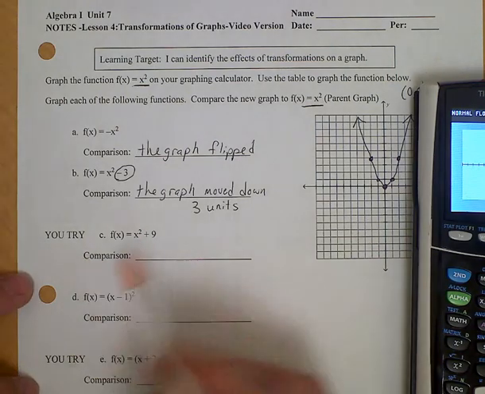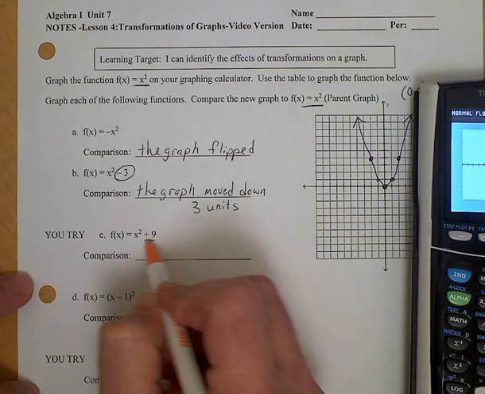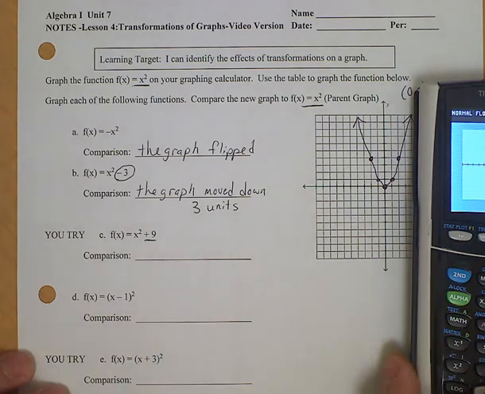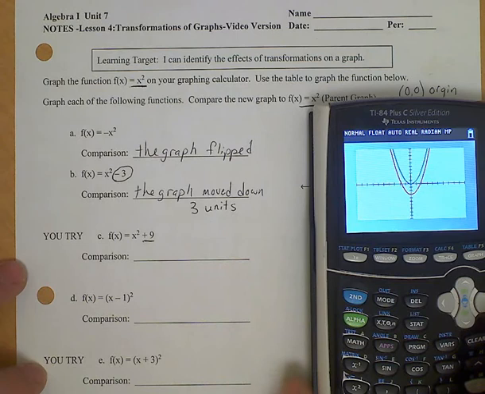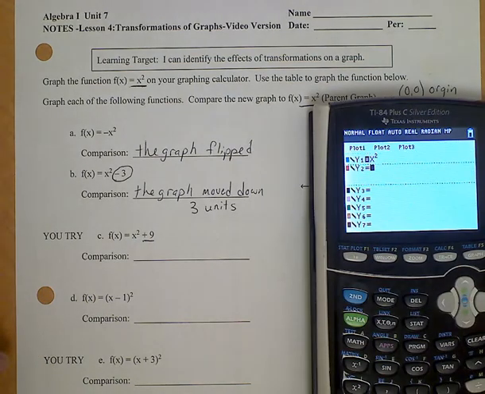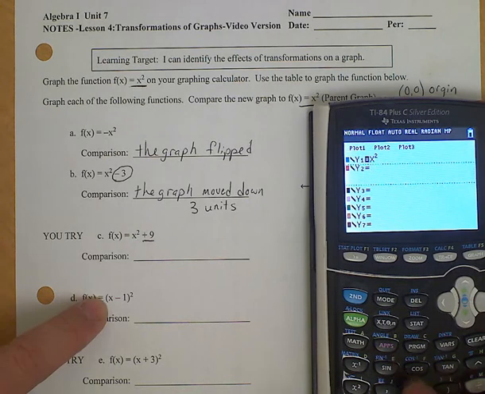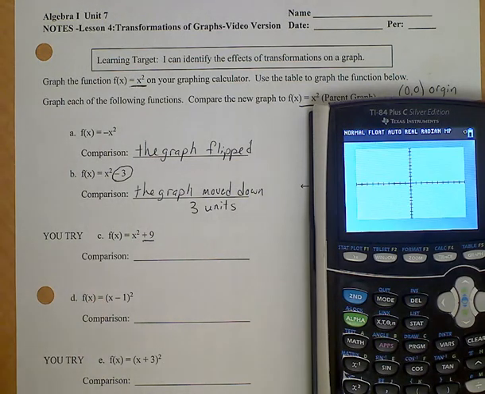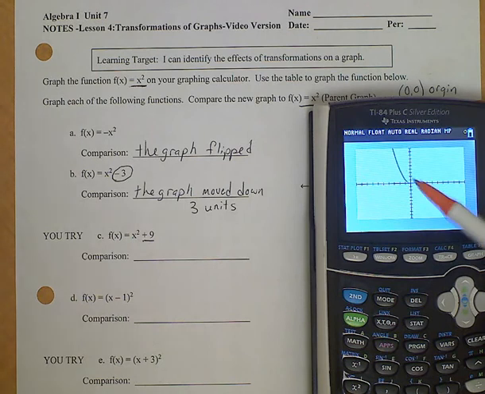What do you think is going to happen if I have this plus 9 there? Go ahead and try that. I'm going to do letter D here. My parent function again is x squared, so I'm going to leave it there. Clear that out. Now this one is in parentheses: x minus 1 squared. I'm going to go ahead and graph it. I'll graph my parent function first, and then x minus 1.